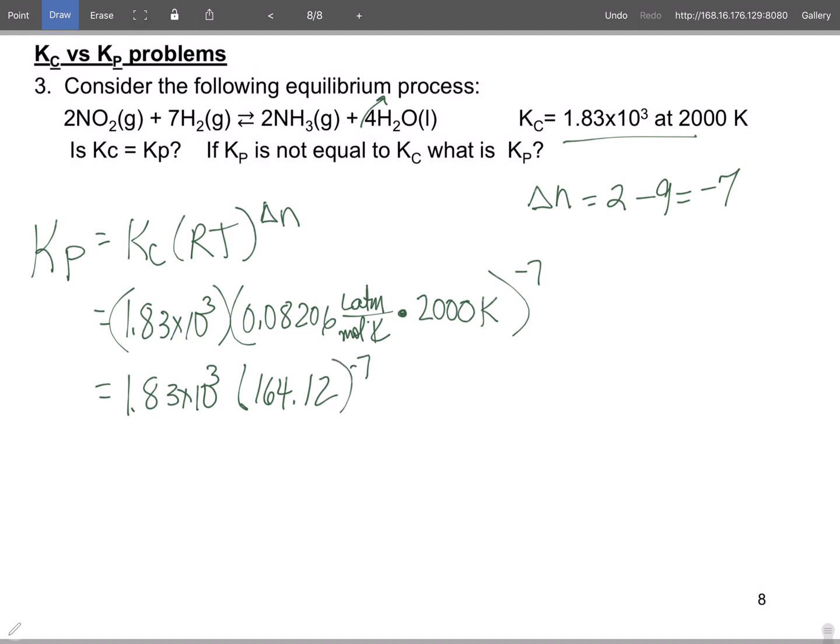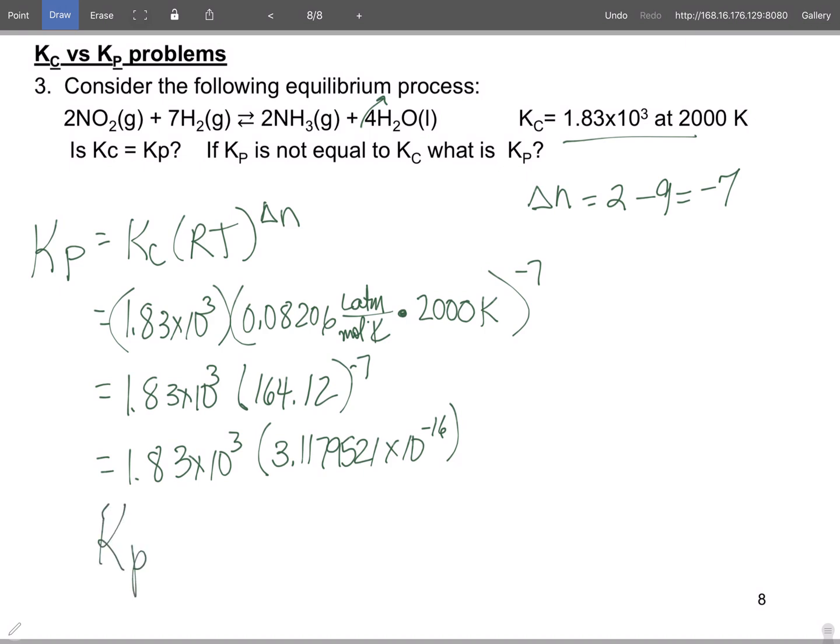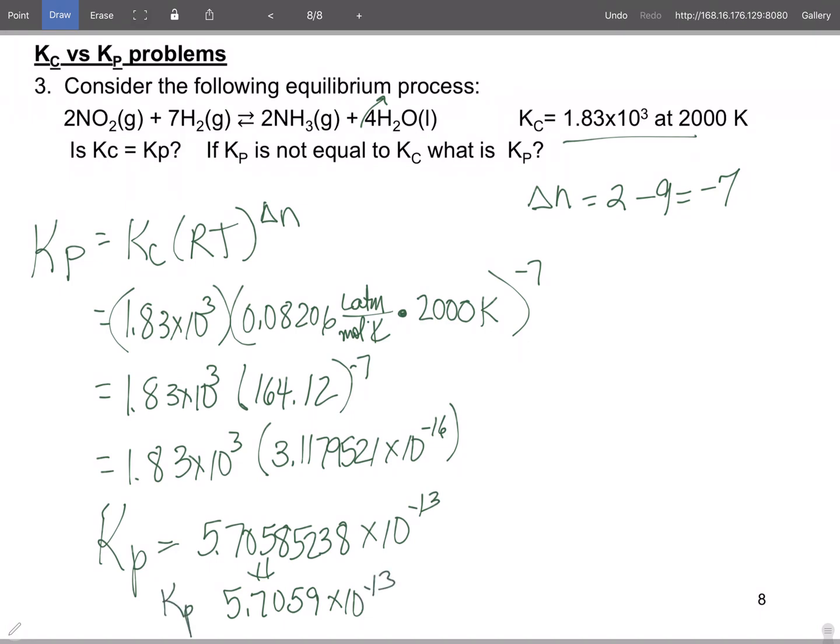So that's 1.83 times 10 to the 3rd times 164.12 raised to the negative 7th. That's 1.83 times 10 to the 3rd times 3.1179521 times 10 to the negative 16. Wow. So my Kp value is going to come out equal to 5.7058523 times 10 to the negative 13. And I would tell you the number of significant figures that I want, but if I have 4 places after the decimal, that's what Kp is equal to.